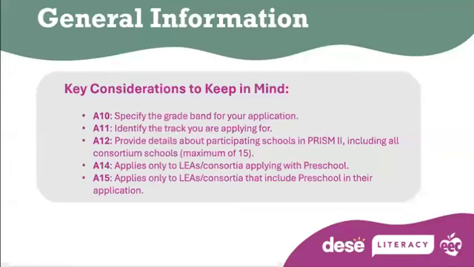Question A15 applies only to LEAs or consortia including pre-K in their application. You will need to describe any existing partnerships with community-based pre-K programs and indicate whether you plan to include these partnerships in the PRISM II initiative. If your LEA is including pre-K in PRISM II, all public pre-K classrooms in participating schools must be included. Additionally, LEAs may choose to include community-based pre-K programs, though this is optional. However, if your LEA receives the Commonwealth Preschool Partnership Initiative grant, inclusion of community-based pre-K programs is required. If not applying with pre-K, please indicate NA.